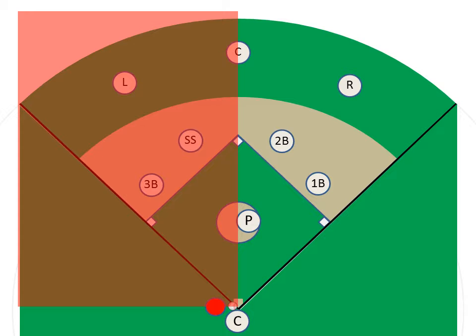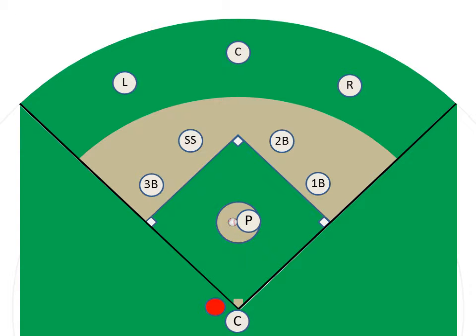Conversely, whenever the ball is hit onto the left side of the field, then the shortstop should either be making a play on the ball or moving to be the relay man, while the second baseman covers second base. So let's go through a couple of examples.